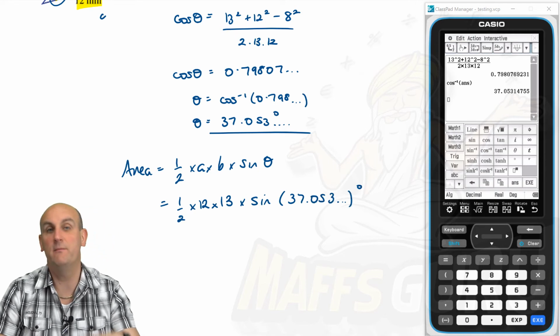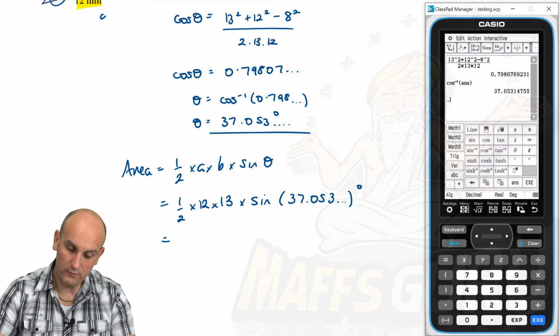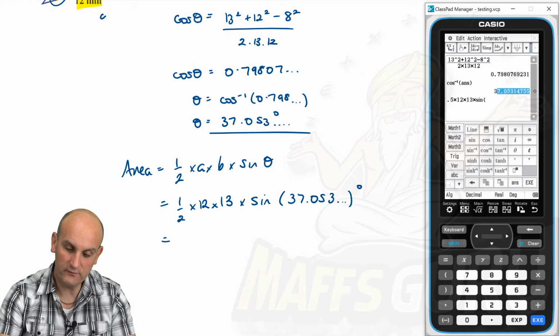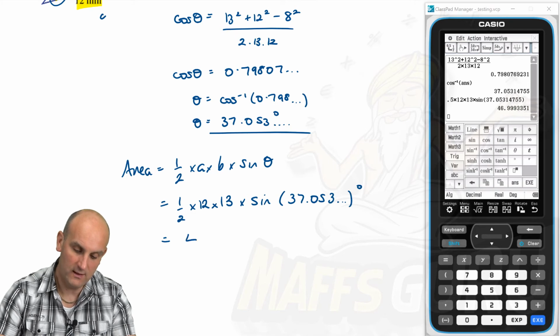37.053... degrees. Again, remember to use the value on the calculator to do the dots. Okay, so I'm going to do 0.5 times 12 times 13 times, if you will, the sine of my previous answer, which is this one here. I'm going to drag and drop it into place, close the brackets, and we end up with the area of 46.9999.